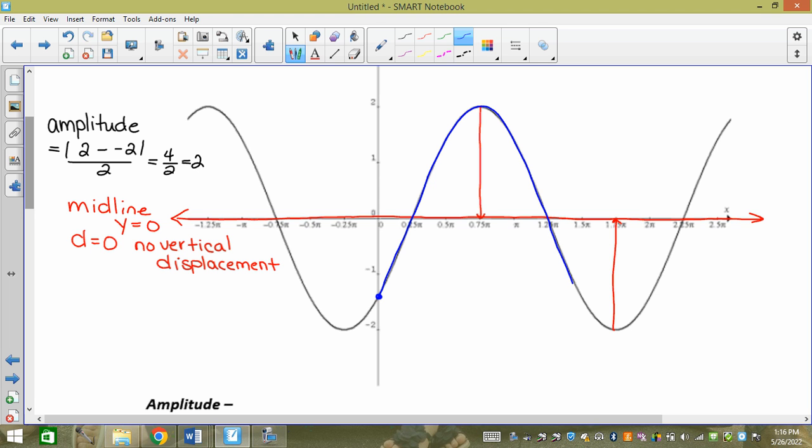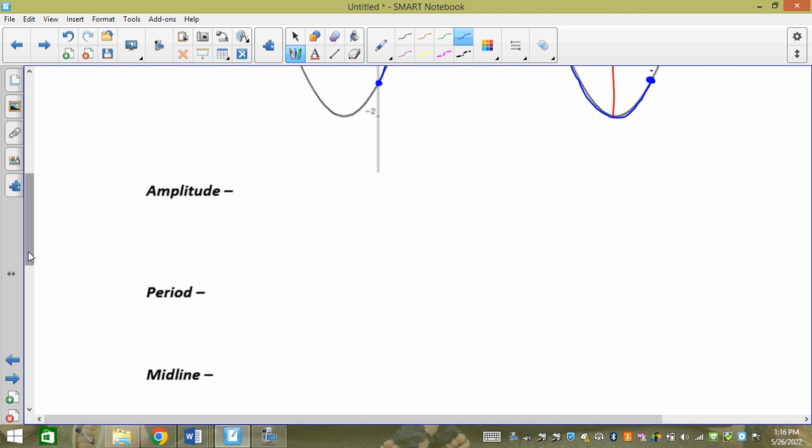Have I repeated myself yet? No, I have to go past a min and then back to that height. So past a max, past a min, back up to that height. So when did it repeat itself? 2 pi. So the period is 2 pi. So P equals 2 pi.